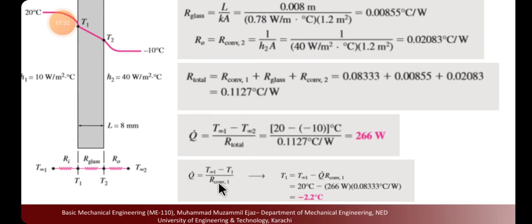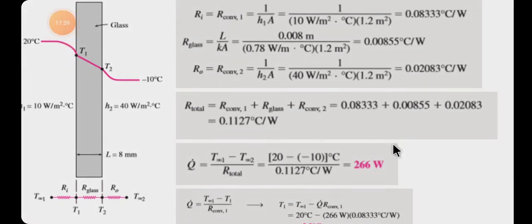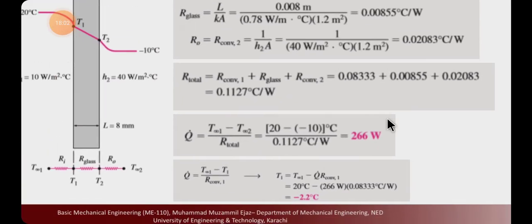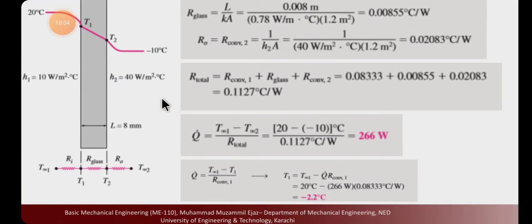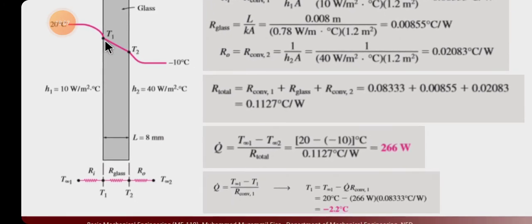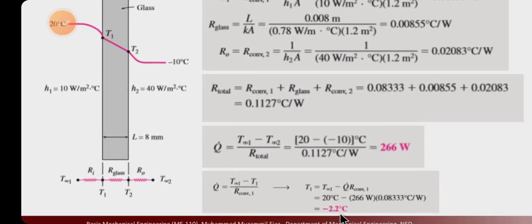We simply multiply Q with the resistance of convection, it becomes Q R1. Then T1 goes here and this value goes there. So T1 is equal to the inside room temperature minus Q R convection. So 20 minus this heat transfer, 266, multiplied by R convection. If we multiply, we get the value of the surface temperature inside the room. You see that it is minus 2.2 degrees centigrade.